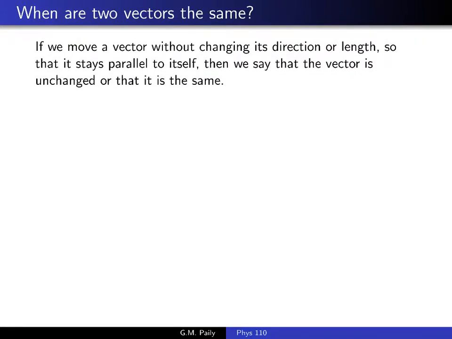If we move a vector without changing its direction or length, then we say that the vector is unchanged. So for example, these two vectors are the same. They both point in the same direction. They have the same length. So these are the same vector. It's just been displaced parallel to itself.